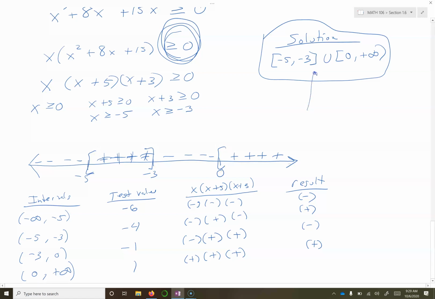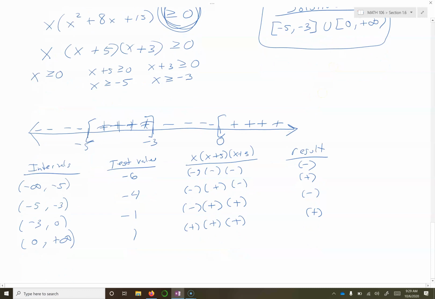You mean up here? I'm sorry, I don't understand your question. Where the intervals, test value, and results are, that whole part. Oh, right, because here's the thing. The reason I don't have square brackets down here is I don't want you to choose negative 5. I know negative 5 is more likely going to be in the solution. So I have parentheses there so you don't choose those. If you accidentally wrote it but still did everything else correctly, I'm not going to take any points off.